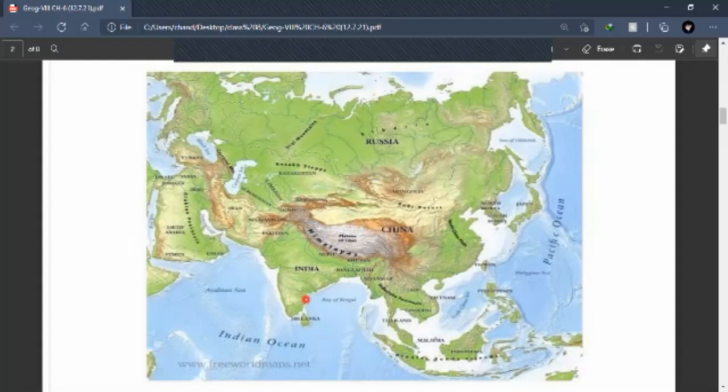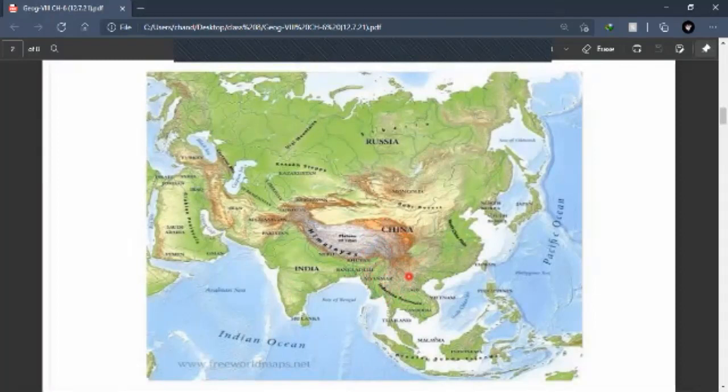Third is the Shan Plateau and Yunnan Plateau in Myanmar and China. These plateaus are drained by rivers such as Salween, Mekong, and Sikyang. Their western side is steeper than the eastern side.